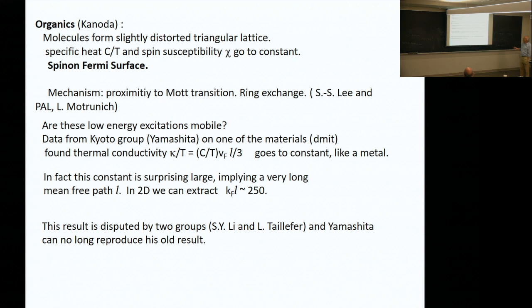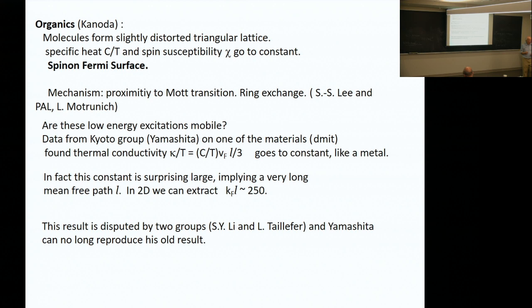Right? What does a metal do? Well, generally, the thermal conductivity is the specific heat times the velocity of the object times the mean free path. Right? That's a general formula that you can find in Ashcroft. And if I divide by temperature, C over T goes to a constant, right? We have a linear specific heat. And if the mean free path is saturated by some disorder scattering or something, then this thing is predicted to go to a constant like a metal. Right? So in fact, this was measured a number of years ago by a group in Kyoto. And they indeed find a linear term. So that makes me very, very happy.